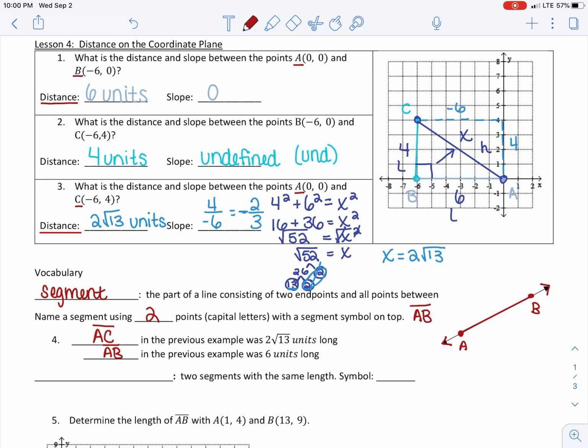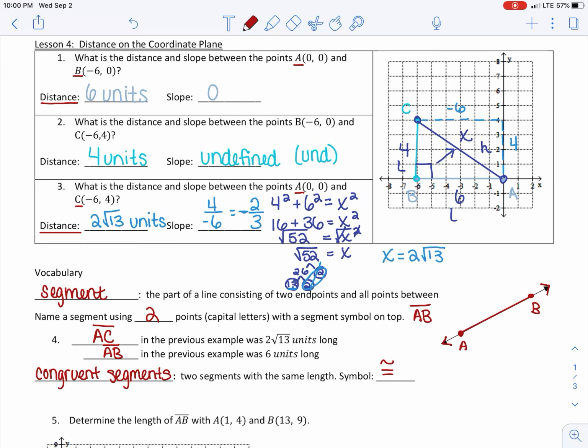Blank means that 2 segments are the same length. So this is congruent segments. That means that they are the same length. You have 2 congruent segments. Okay? And we abbreviate congruent by putting an equal sign. We talked about this in the last lesson too. An equal sign with a squiggle on top. That is not the technical term, but that is what a congruency sign looks like. An equal sign with a squiggle.